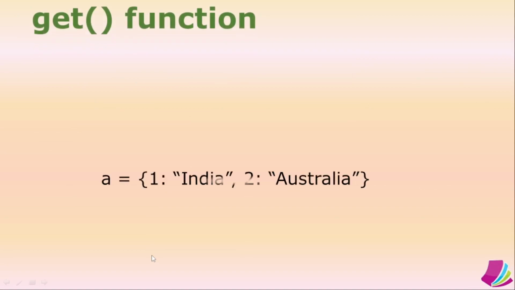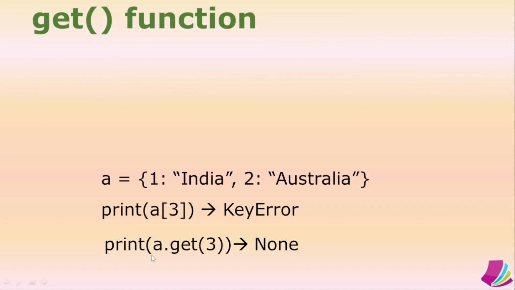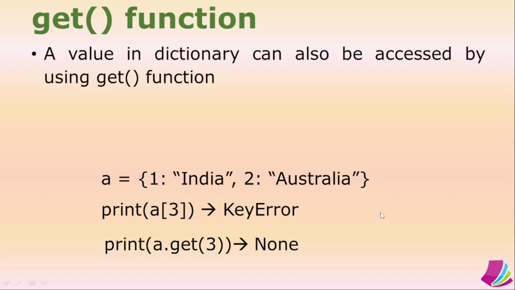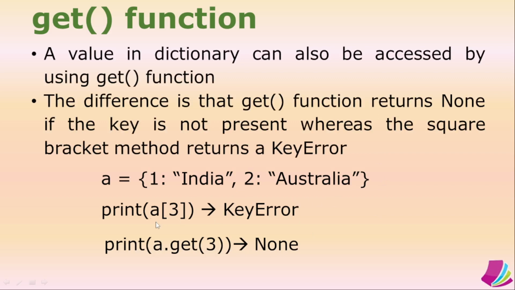So the get function can be used to access a value. We have already seen indexing, right? You can simply use an index. A of 1 will give India. A of 2 will give you Australia. Now A of 3, there is no index present here, right? So if I use print of A of 3, that will throw me an error, key error. Whereas if I use the get function, it will give me None, which means there is no such key. Instead of throwing an error, if you want to show that it is an empty value, there's no key, you can use get. So let us try that.